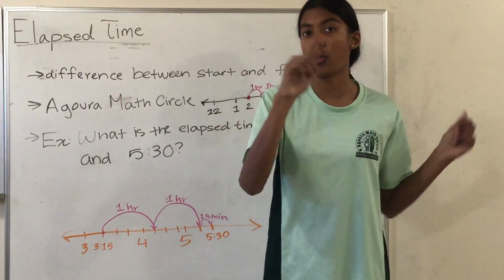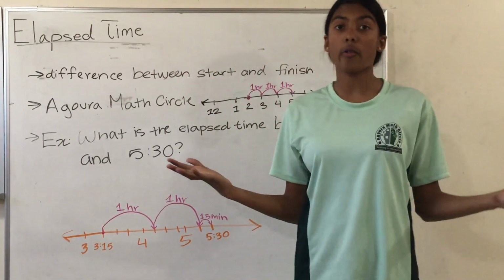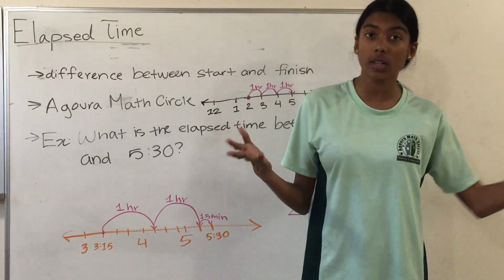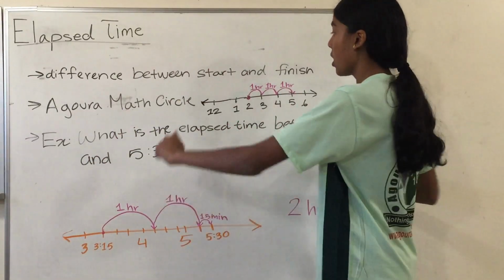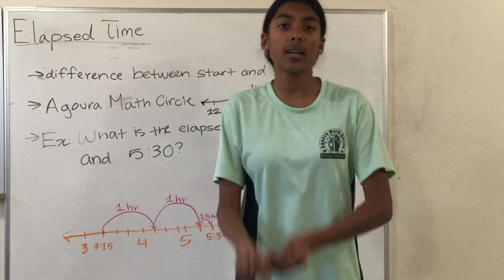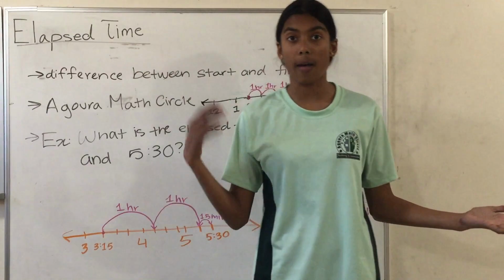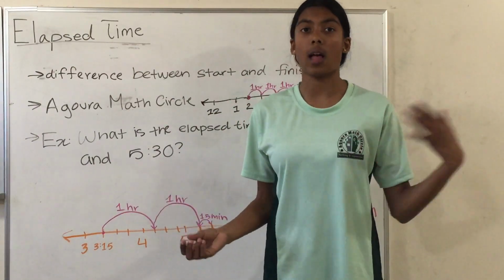Now let's move on to our final topic of today, which is elapsed time. Basically, that's another way of saying the difference between the start time and the finishing time. So, let's do an example. Take a Gore math circle. You guys come there every other Saturday. It starts at 2, ends at 5. And we can find the elapsed time.